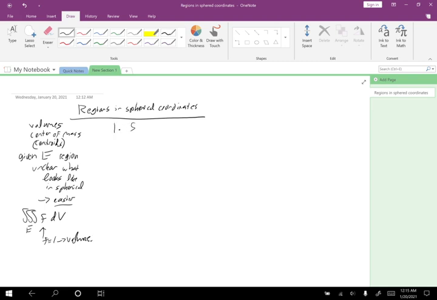If you have a solid E above the cone z equals square root of x squared plus y squared, and below the sphere x squared plus y squared plus z squared equals 9, for example. And when you see x squared plus y squared next to a z, you should immediately think spherical.